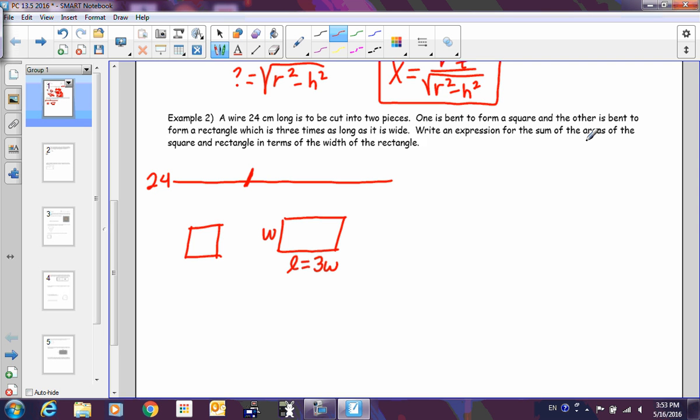It says write an expression for the sum of the areas of the square and the rectangle. So I need to do the area of the square plus, for sum, the area of the rectangle. And it's going to tell you this needs to be in terms of width. So my final answer can only have W in it.